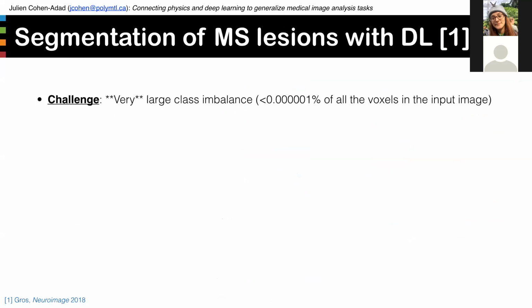And one of the big challenges of this is that there is a huge class imbalance. Typically, an MRI scan has 128 by 128 by 60 voxels. And an MS lesion represents only 10 to 50 voxels. So there is a very large class imbalance that is challenging for the model to learn.